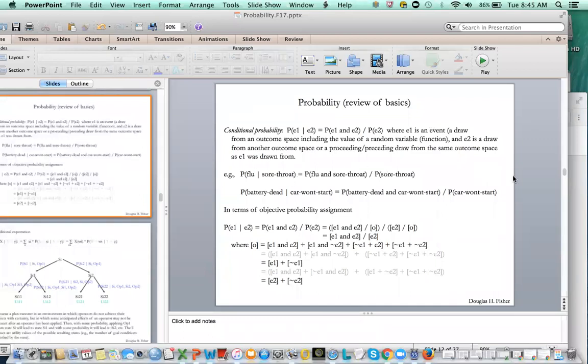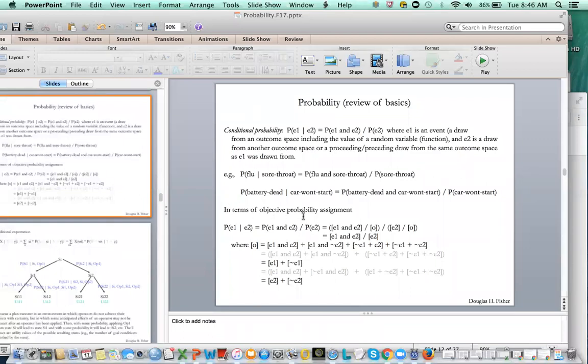The probability of a flu given a sore throat is equal to the probability that a patient has the flu and is exhibiting a sore throat divided by the probability of a sore throat. The probability of a battery being dead given the car won't start is the joint probability of the dead battery and the car not starting divided by the probability of the car not starting. Conditional probabilities like this are often used for prediction, just like they are in the Bayesian classifier we talked about. And that includes diagnosis, lots of diagnostic applications here.